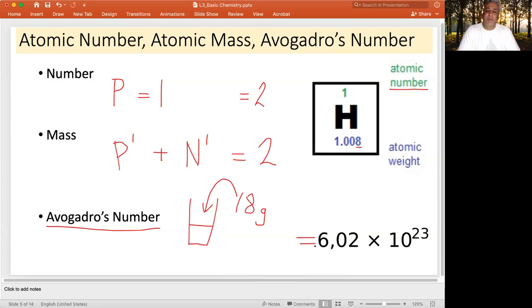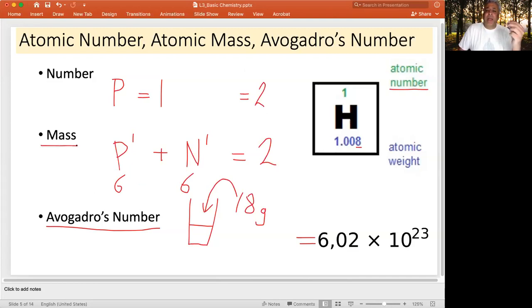So that's how we relate to Avogadro's number, right? If you take the mass of anything, carbon has a mass of 12. How do we know that? Because it has 6 protons and 6 neutrons, and that adds up to 12, right? So that would be its mass. So carbon has a mass of 12.